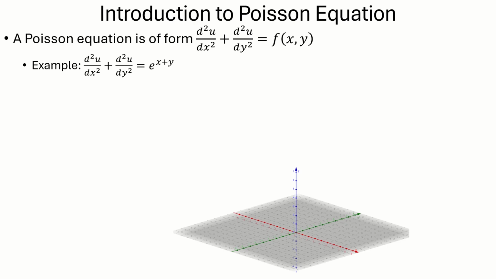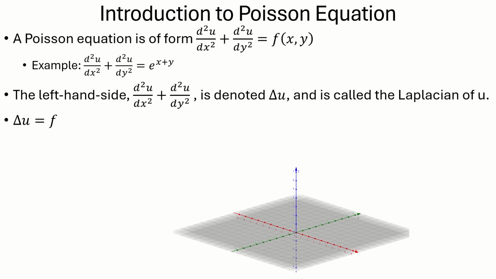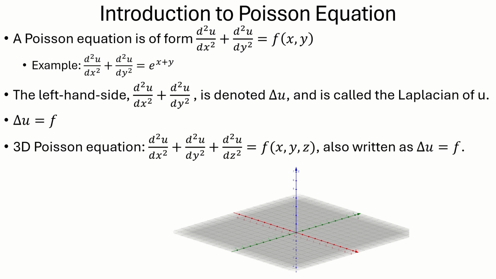We can write this as delta u equals f, where delta u here means the Laplace operator, which means to take the second derivatives of the function and sum them. In higher dimensions, we continue to use the Laplacian notation to save space, but we always refer to the equation Laplacian of unknown function u equals known function f as the Poisson equation.